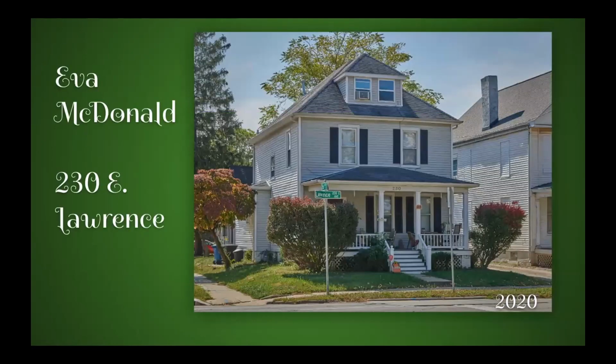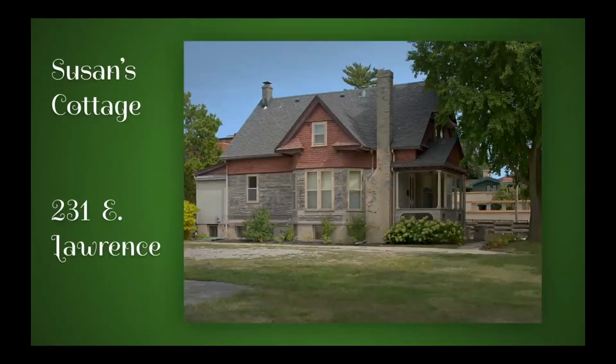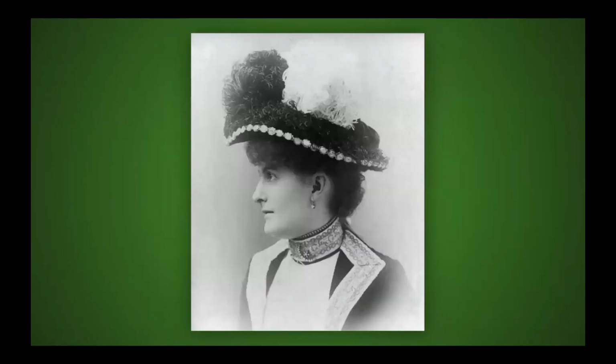Another person we need to mention is Eva McDonald, who lived at 230 East Lawrence next to the railroad tracks. Eva boarded people and cooked meals. Susan often came to eat. When Susan was still traveling, she would bring home recipes from chefs at places where she had eaten, and Eva fixed the meals. Across the street was the Queen Anne style cottage where Susan lived starting in the late 1920s. This had once been on the Lawrence property and was moved during the Reconstruction.